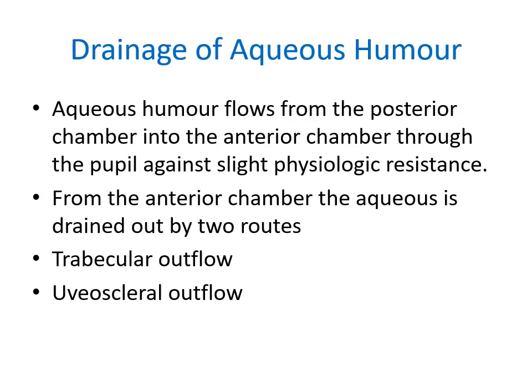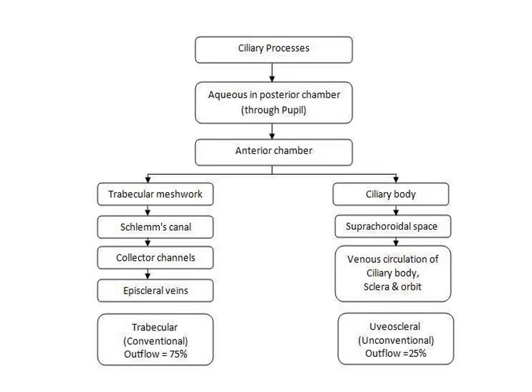Now the overall drainage. The aqueous humor from the posterior chamber enters the anterior chamber via the pupil, with some physiological resistance, and from there it is drained by two routes: the trabecular outflow and the uveoscleral outflow. From the anterior chamber, drainage via the trabecular meshwork into the Schlemm canal, collector channels and episcleral veins constitutes the trabecular outflow, which is the major part of the outflow system. Some amount of aqueous drains into the ciliary body, and via the suprachoroidal space enters the venous circulation. This constitutes the uveoscleral outflow.